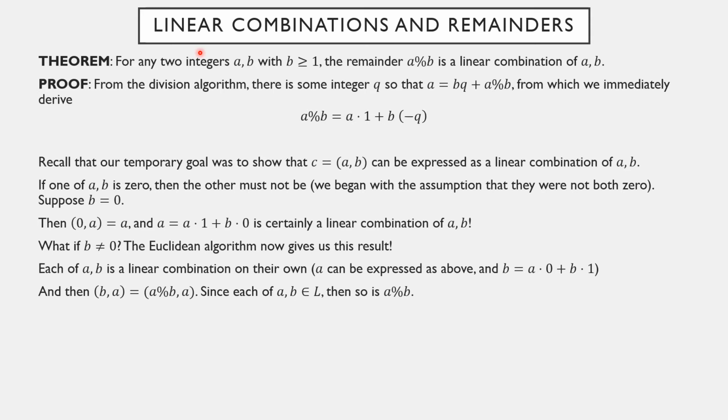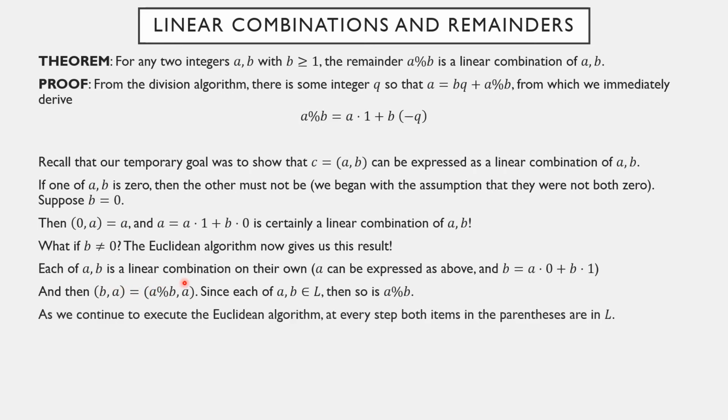So, since B and A are both linear combinations of A and B, in other words, they're both in the set L, the remainder is some sort of linear combination of these two. We expressed that on the previous slide, right up here, sorry. So since A and B are both in L, so is the remainder. So here I have two things in L, and therefore here are two things in L.